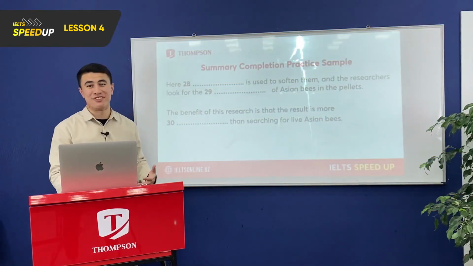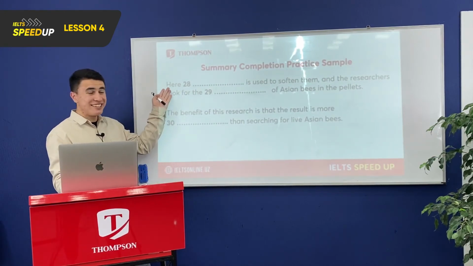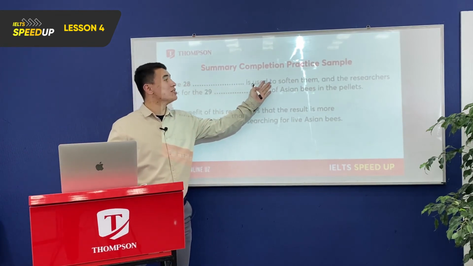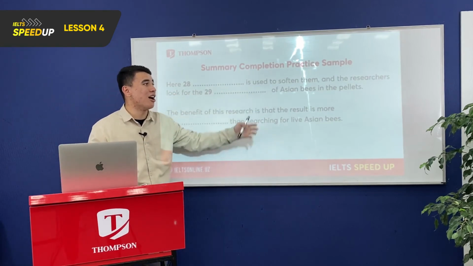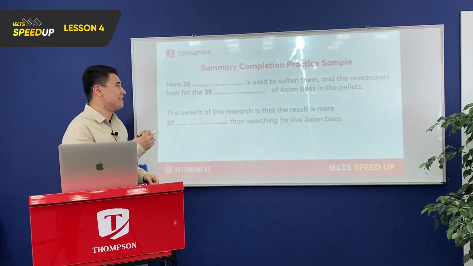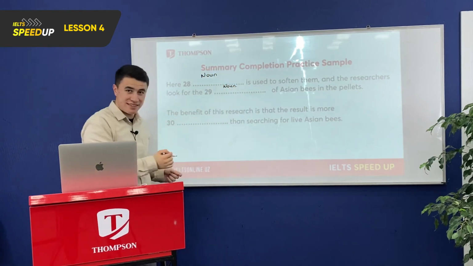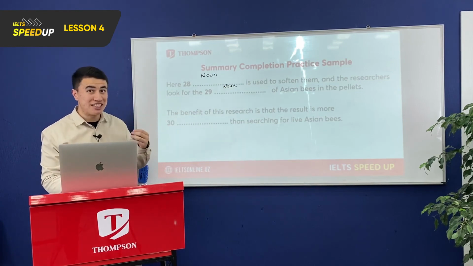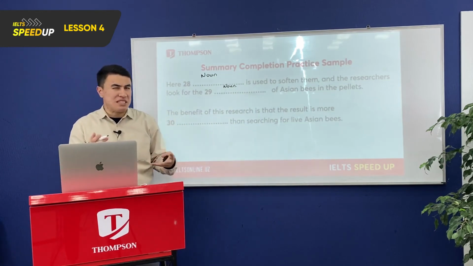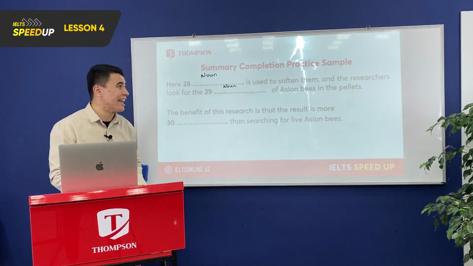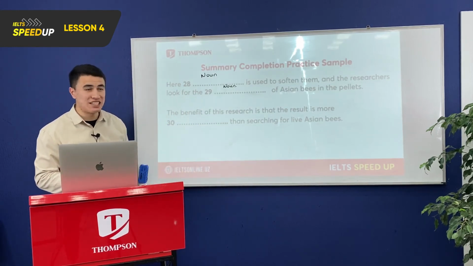So let's move to the next part of summary completion. Okay? Here, something is used to soften them. Okay? And the researchers look for the something of Asian bees in the pellets. So we should write noun in both gaps. However, you can logically predict that to soften, they may use certain material or liquid, okay? And look for something, searching something of Asian bees.